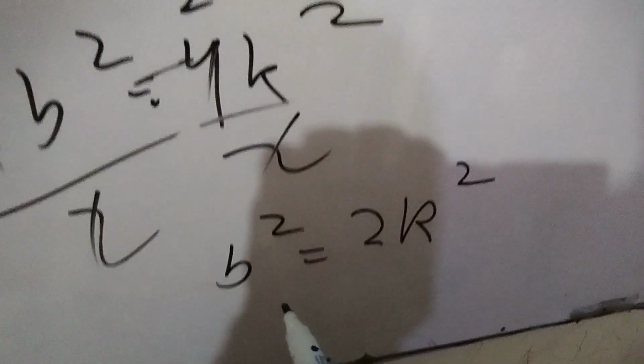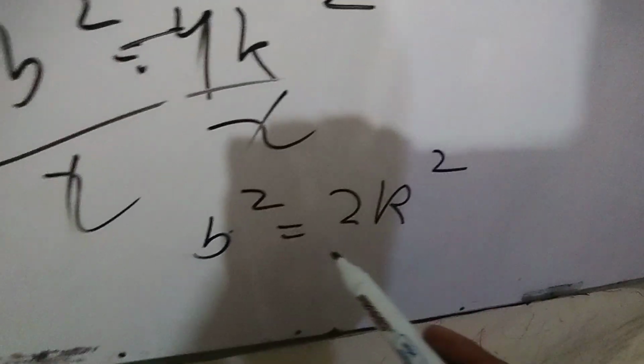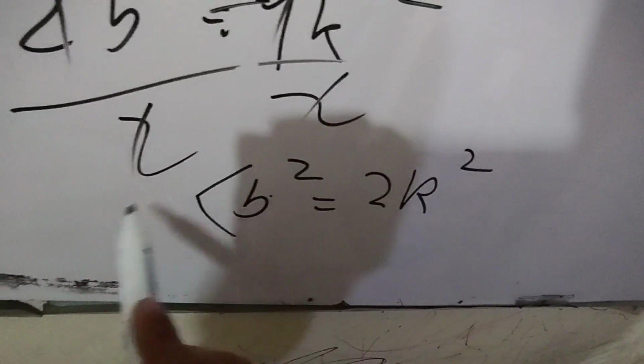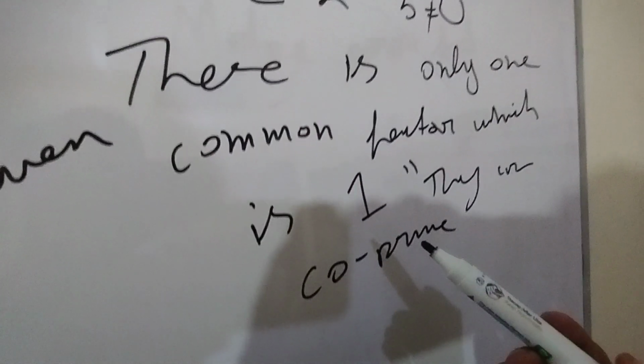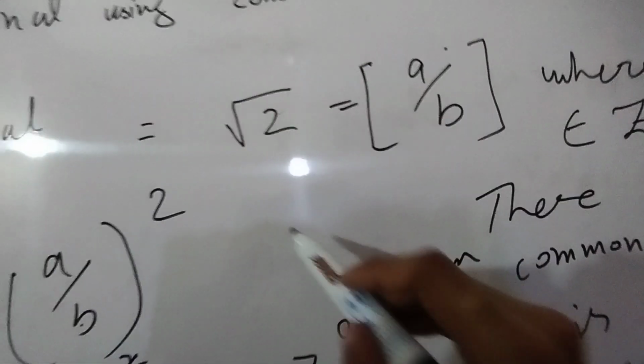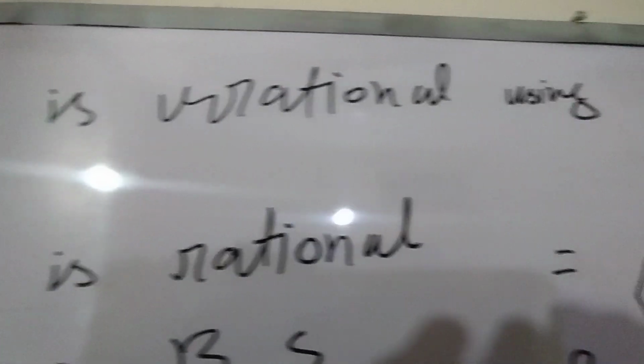So as you can see, replace the a with b, and this also proves that b squared equals 2k squared, which would mean that b is even. And if both a and b are even, then they aren't irreducible. This means there is another common factor which isn't 1, so it would disprove this whole thing. And this means by contradiction we have proved that square root of 2 is irrational.